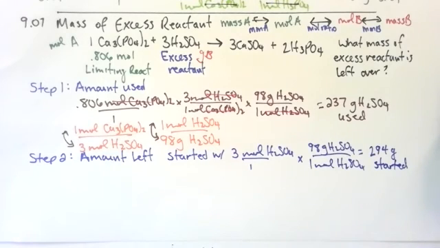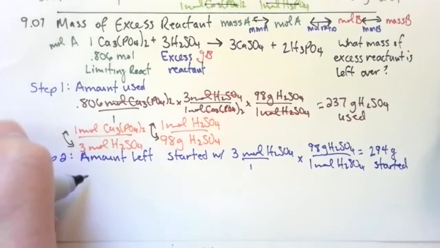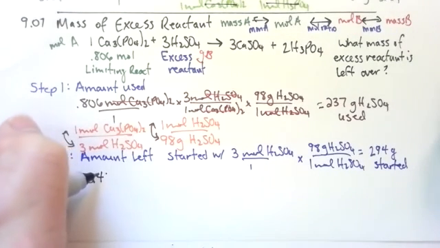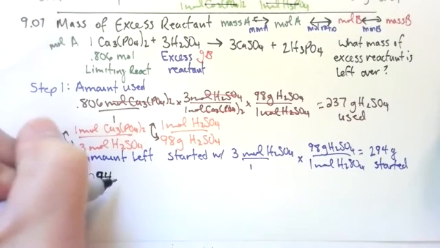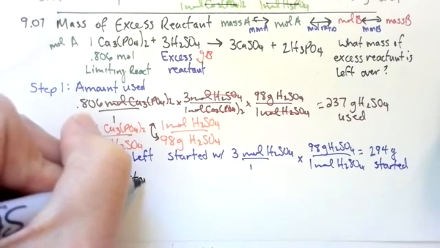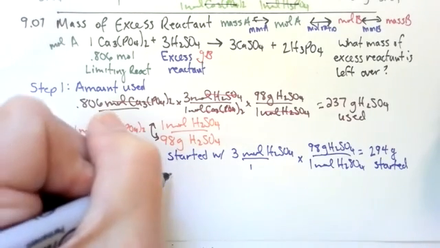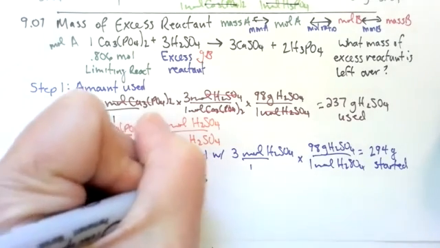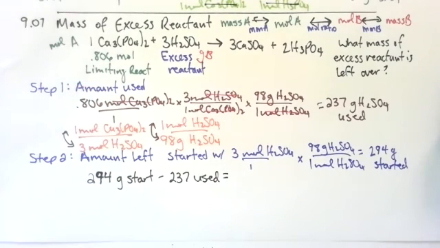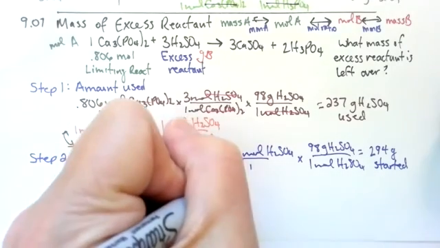So if I take what I started with, 294, start, minus my 237 used, I find out that 294 minus 237, I have 57 grams left over.